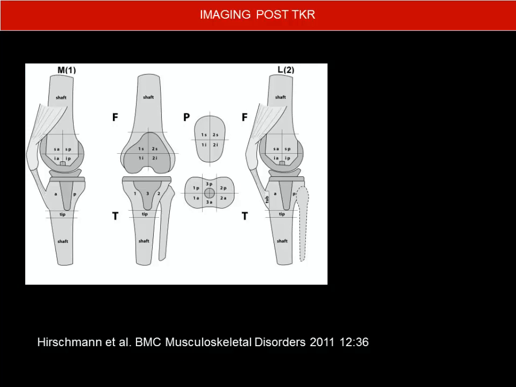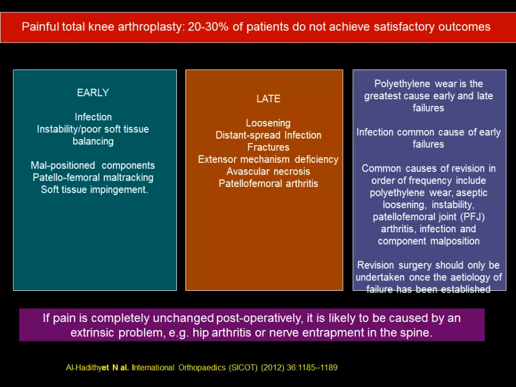So this is the algorithm they use. Even I'm trying to understand this. This is how they use it in Hirschmann's clinic, based on where the focal uptake is, and they make an accurate diagnosis, giving scores to each part of the prosthesis around the knee, whether it's the tibial component or the femoral component or the patella. But as I said before, after total knee replacement, nearly 20 to 30% do not achieve a satisfactory outcome. Whatever you do, they are not happy.